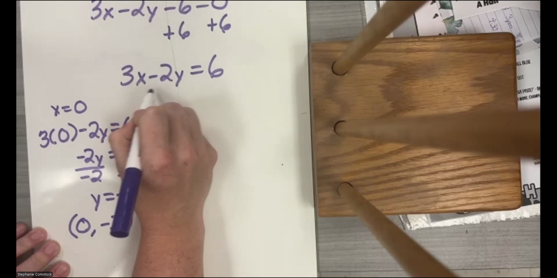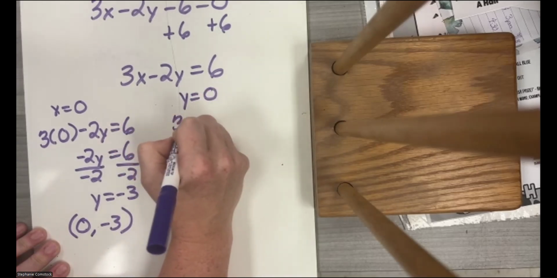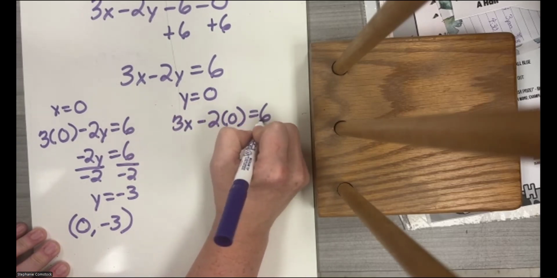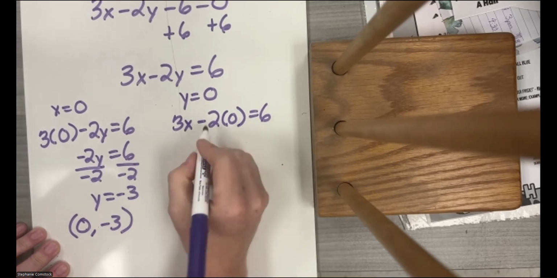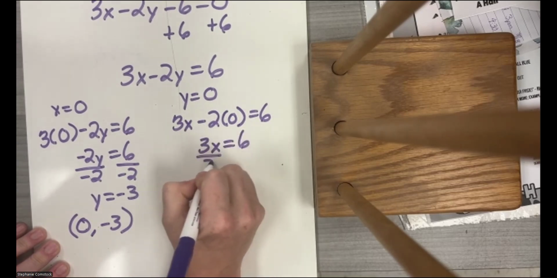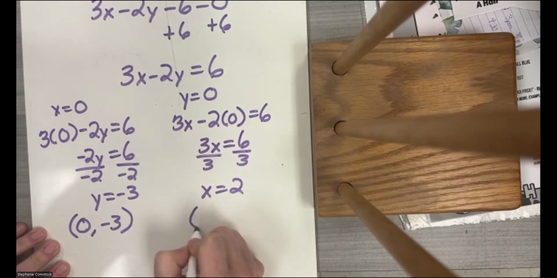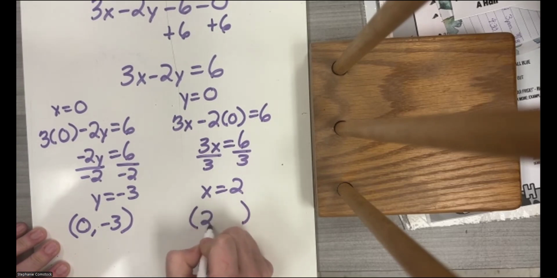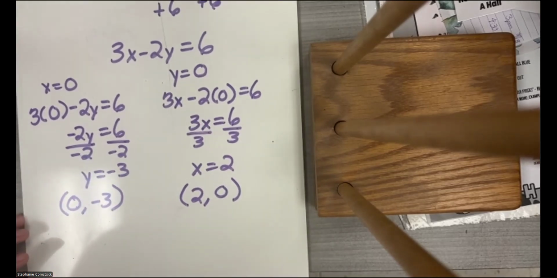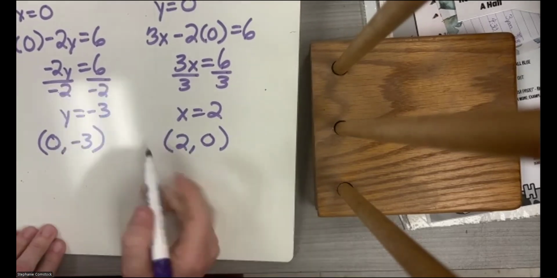Now I'm going to reset back to here, and I'm going to let y be 0. So now I have 3x minus 2 times 0 equals 6. This part will be 0, so I don't need it. So I have 3x equals 6. We'll divide by 3, so x is 2. If I need that as an ordered pair, my x is 2 and my y was 0.